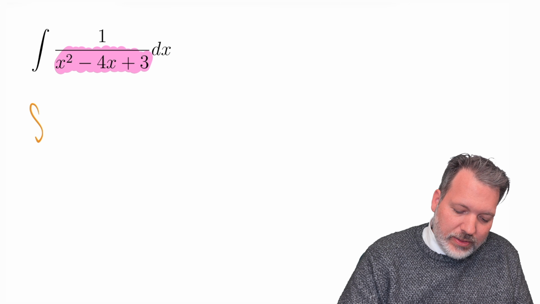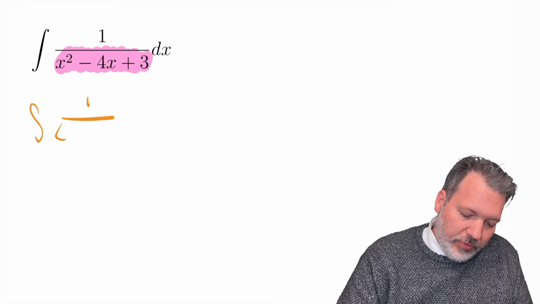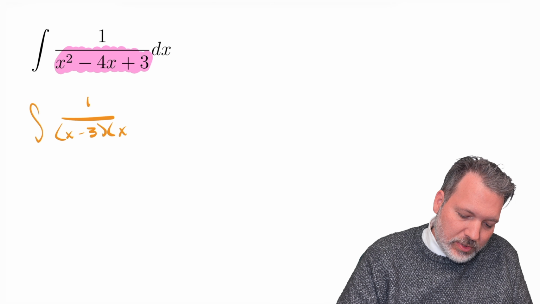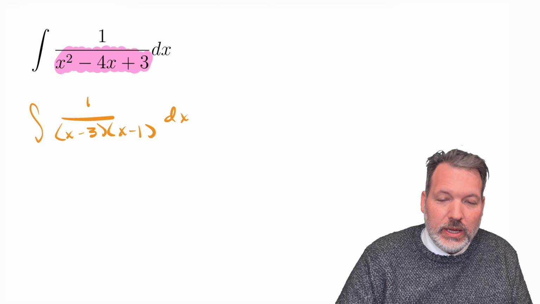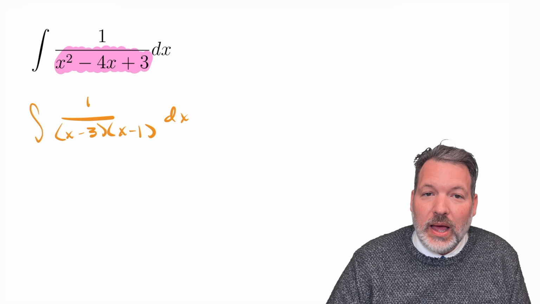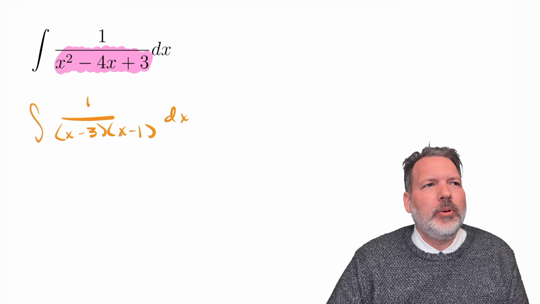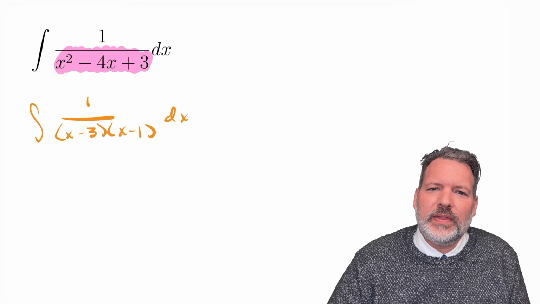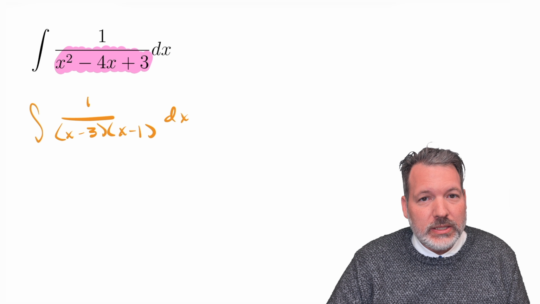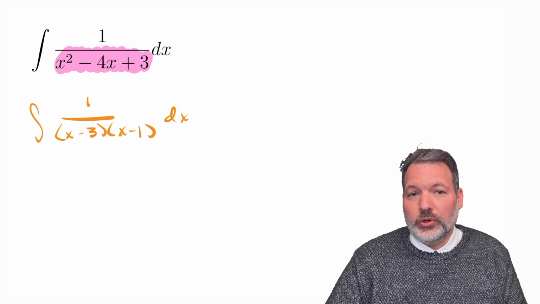The main thing we need to recognize is x squared minus 4x plus 3 is a factorable trinomial. We can rewrite this as the integral of 1 over x minus 3 times the quantity x minus 1 dx. That is, we can rewrite that denominator as the product of two binomials. This doesn't necessarily help us the same way that rewriting that first one today as 1 over the square of a binomial helped us, because that got us right to the power rule for integration.